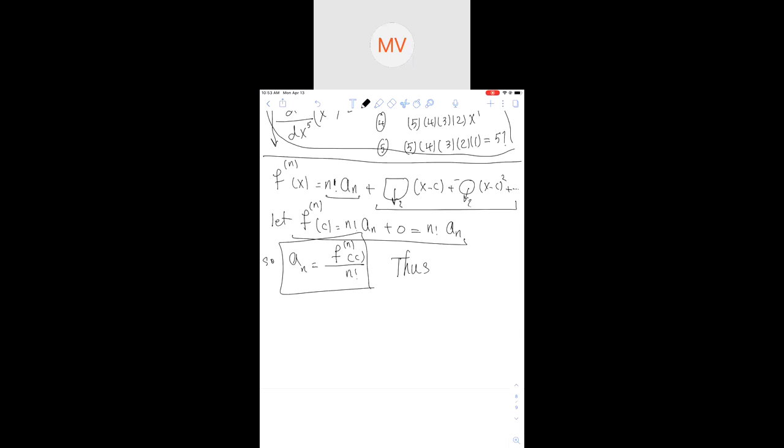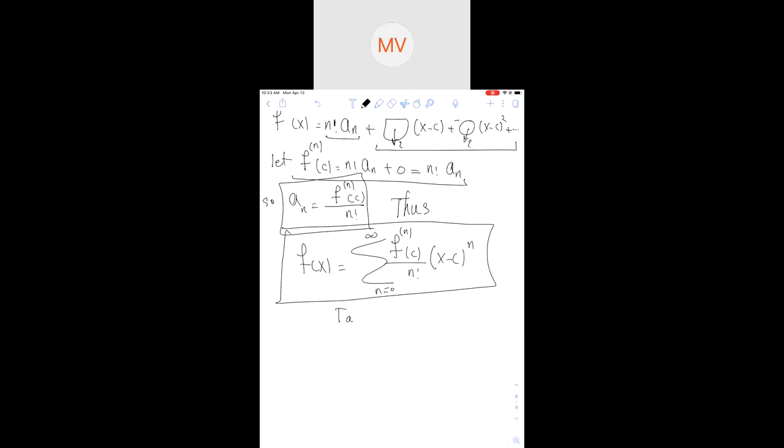Thus, f of x has this power series, the sum of a sub n times x minus c to the n. Here, the coefficient initially was a sub n. We figured out what those coefficients are. Those are the nth derivative of f evaluated at c divided by n factorial, n starting from 0 to infinity. This, ladies and gentlemen, is called the Taylor series of function f of x centered at x equals c.